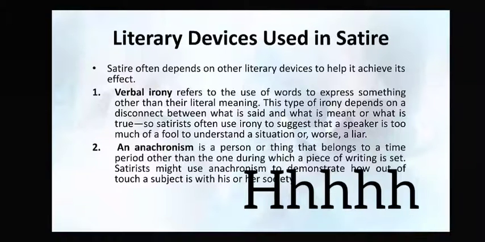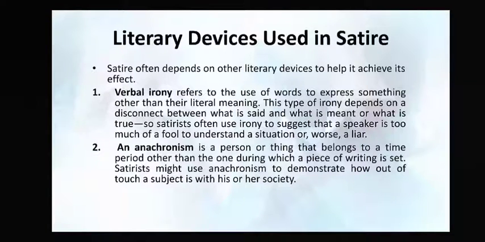Then we have the tool of anachronism. Now, anachronism is a person or a thing which belongs to a time period other than when we are writing, when the piece is being written, satire is being written. So, something related to another period, another age, another time. Satirists might use anachronism to demonstrate how out of touch a subject is with his or her society.